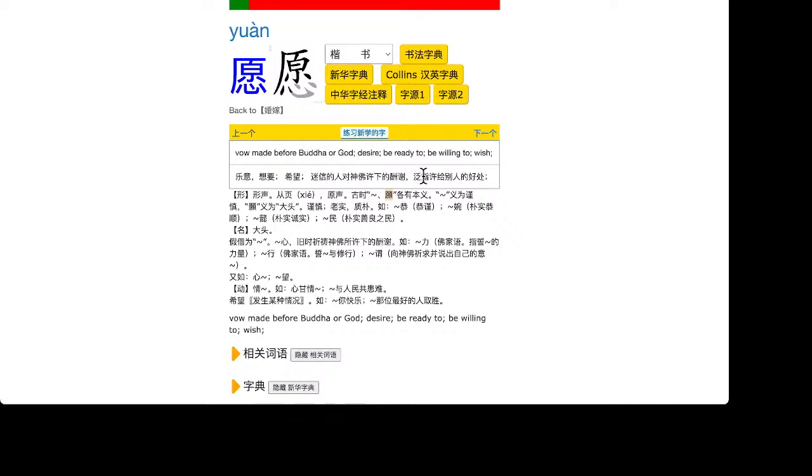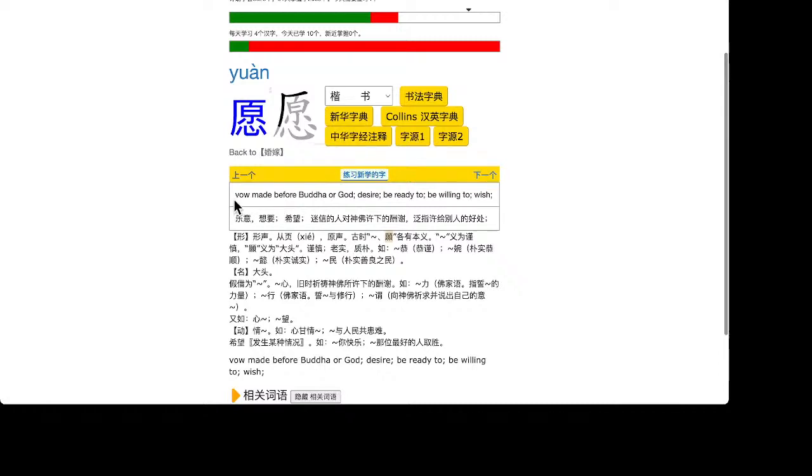Nowadays, they basically don't use this character to mean cautious or prudent anymore. Nowadays it only means desire to do something, be willing to, or wish somebody well, that kind of meaning.